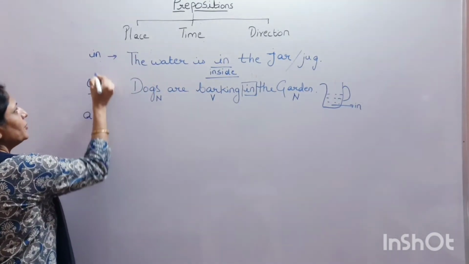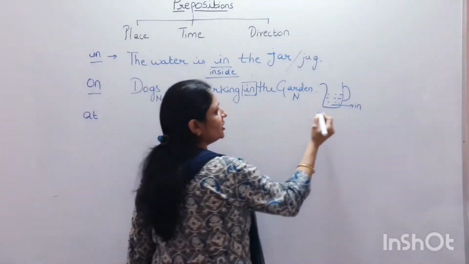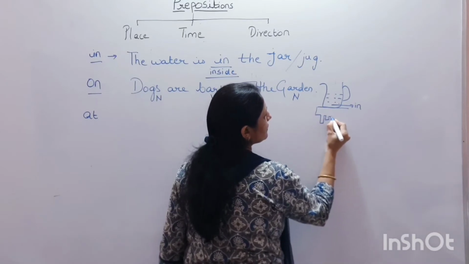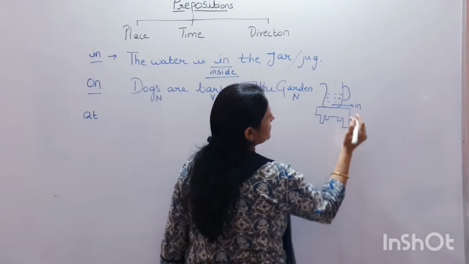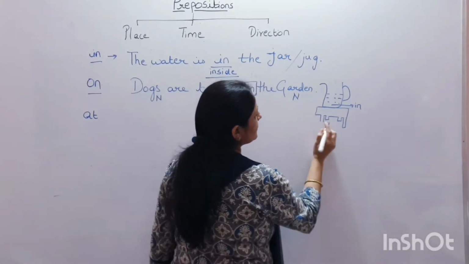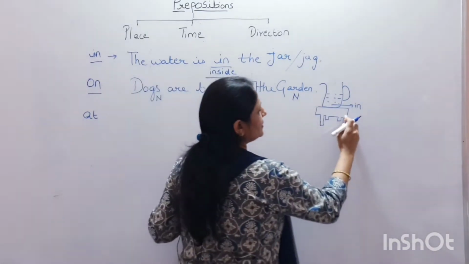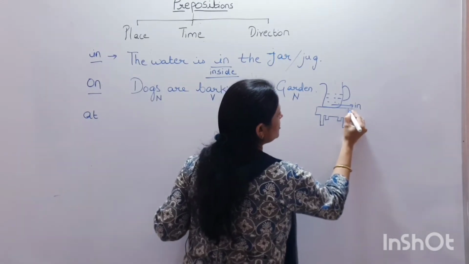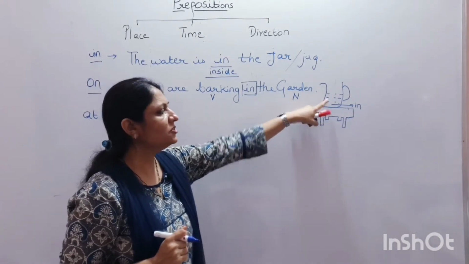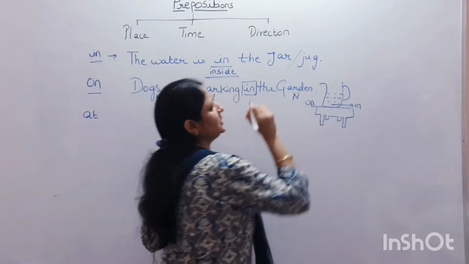Now, let's talk about preposition on as the place. Now, let's imagine this jar is kept on the table. Sorry, my diagram is not very good, but still. Now, let's imagine this is a table. The diagram is really poor, students, but you just have to imagine. Okay? This is a table and the jar is kept here on the table.